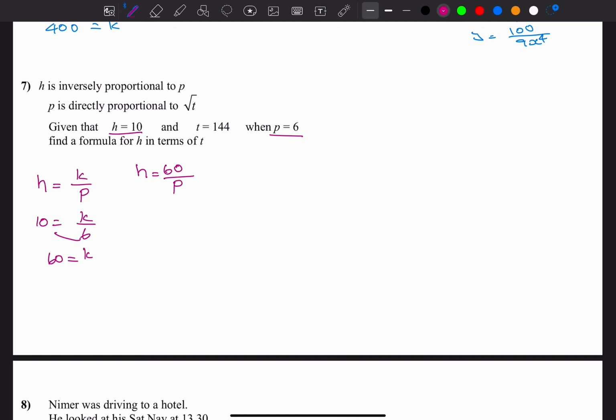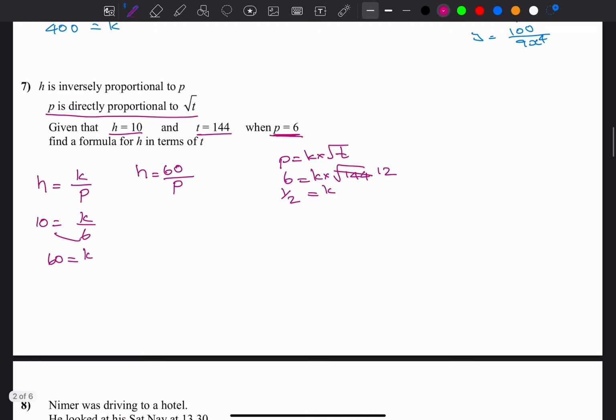Cool. First equation done. Second one, P is directly proportional to square root of T. P is equal to, directly proportional means k times square root of t. What are the numbers? P is 6. You know that. There you go. Equals k times square root of t. T is 144. Square root of 144 is 12. K is 6 divided by 12, which is basically a half. Okay. P equals a half square root of t.